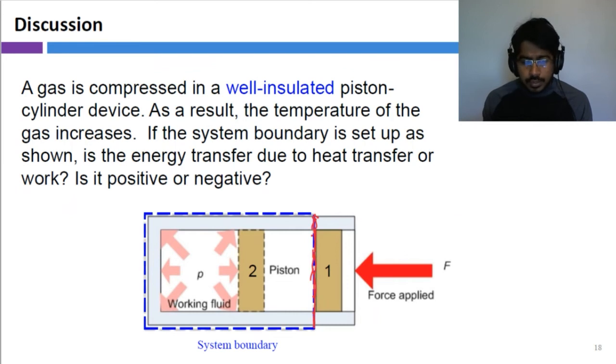Why is it work? Because there's no heat transfer. There's no energy transfer due to a temperature difference, right? It's only happening due to a moving boundary. So this is boundary work, right? That is very true what all of you said. And then if this boundary is set up as shown, is the energy transfer due to heat transfer or work? We answered that. Is it positive or negative? When the piston moves from state 1 to 2, it is negative, right?